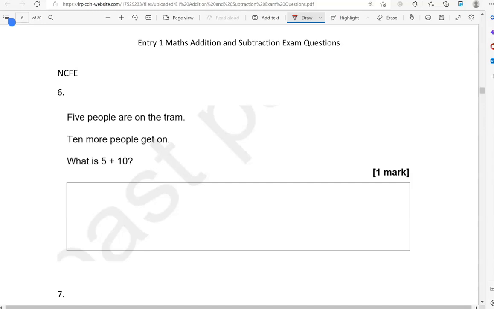5 people are on the tram. 10 more people get on. What is 5 add 10? So there is 10. If we add 5 to that, so going up 5 steps or going to the right 5 steps, we get 15.